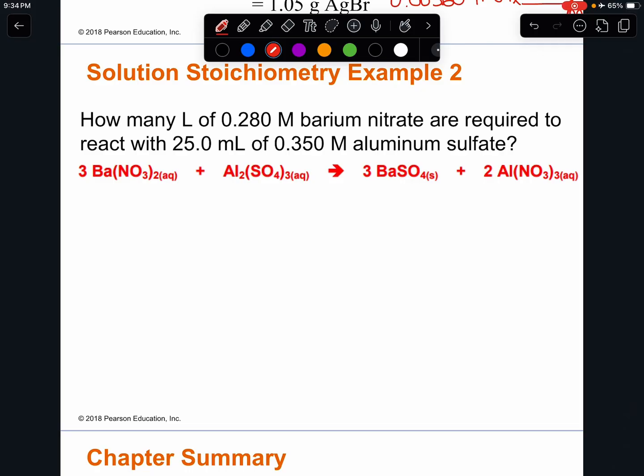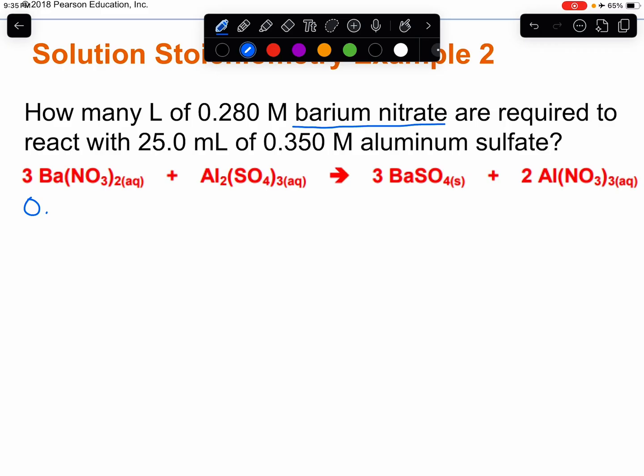So first thing when I read these types of problems is I first make sure I have a balanced equation, which I do. Second step I do is write everything underneath the piece of relevant information. It helps me keep myself organized. So I'm looking for barium nitrate. So it is 0.280 molarity. And I'm looking for liters. And I'm reacting it with aluminum sulfate. I'm actually going to convert that quickly to liters. So again, if you're having any trouble with that, please remind yourself how to go from milliliters to liters.